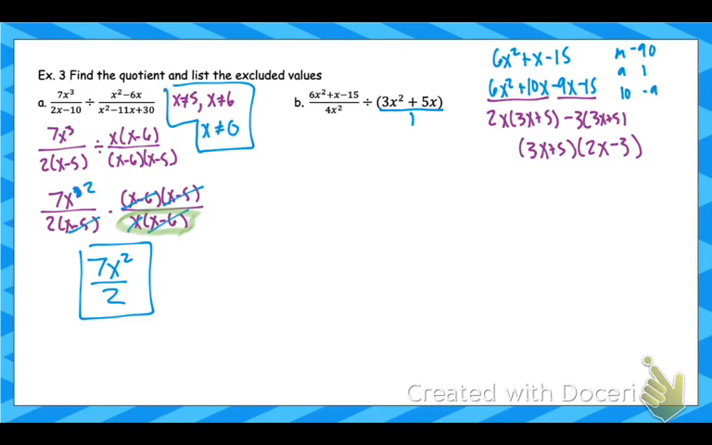All right, so now I'm going to rewrite this. So this is 3x plus 5 times 2x minus 3 over 4x squared. And it's divided by, I'll go ahead and factor, x can come out there. And it's over 1 right now. Okay, so first step, list the excluded values. Look at the denominator, any factor that makes the denominator 0. Okay, so x is not equal to 0. Flip the second.